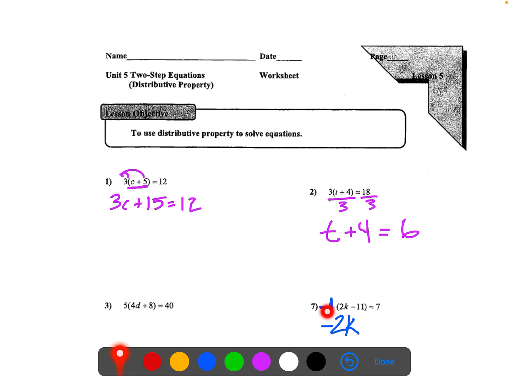That's what this negative sign outside the parentheses is doing. Like I said, you can think of it as multiplying by negative 1, or you can just think of it as the opposite. Instead of having 2k in this group, it's now negative 2k.